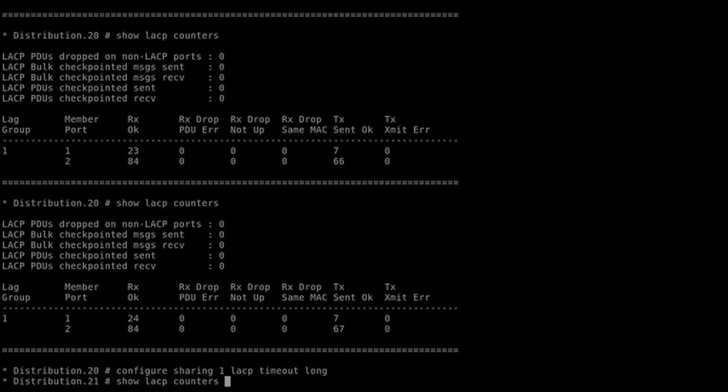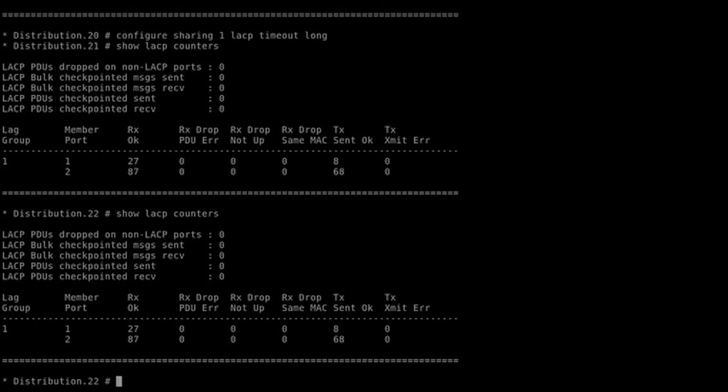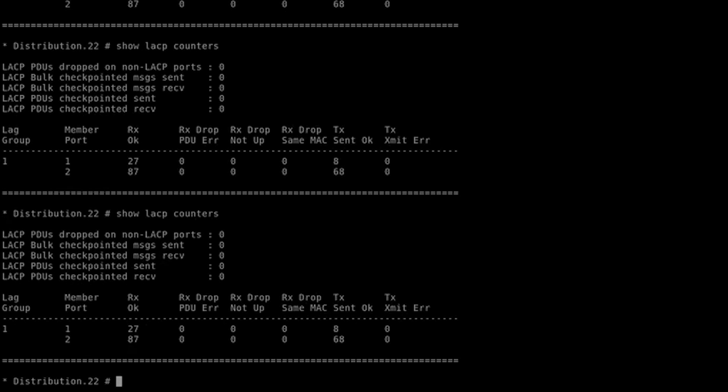However, there's a trade-off. With slower timers, a bad link could go undetected for up to 90 seconds, potentially causing a temporary black hole for the traffic. So you need to decide, do you want quick failover with the risk of an occasional false positive, or a slower, more stable link aggregation?